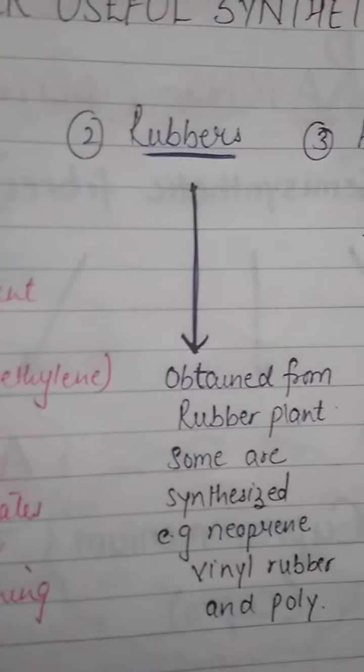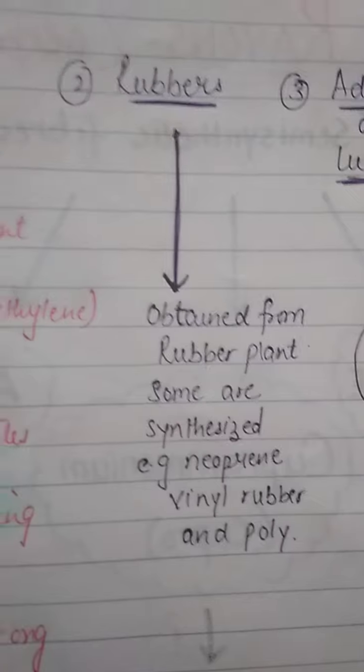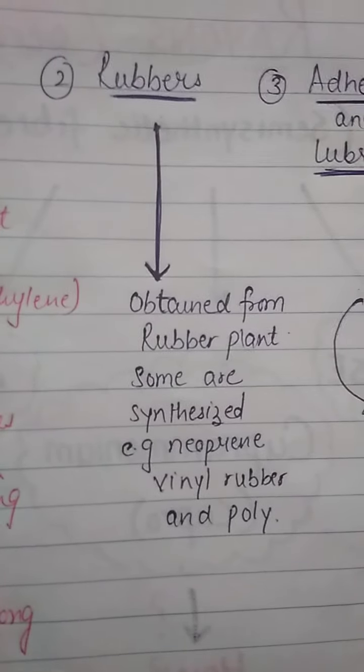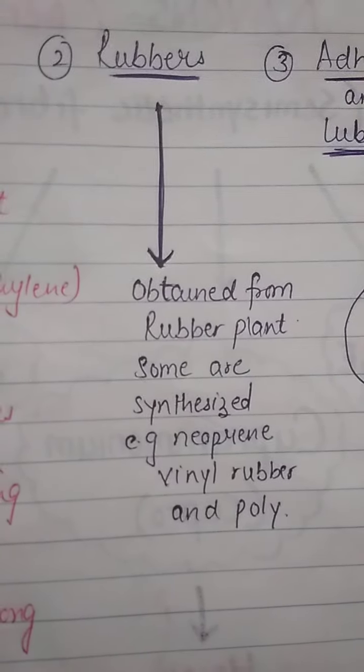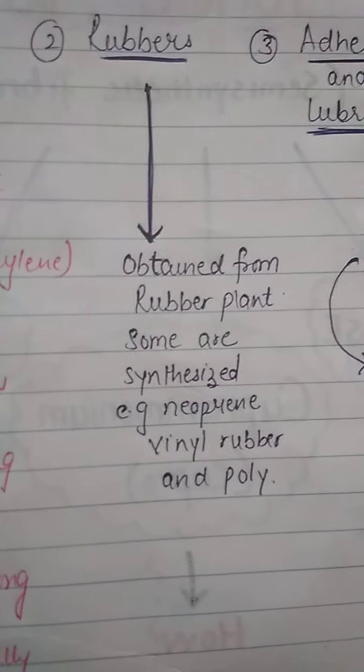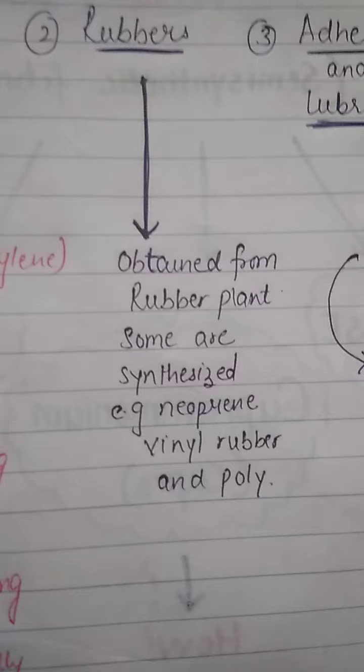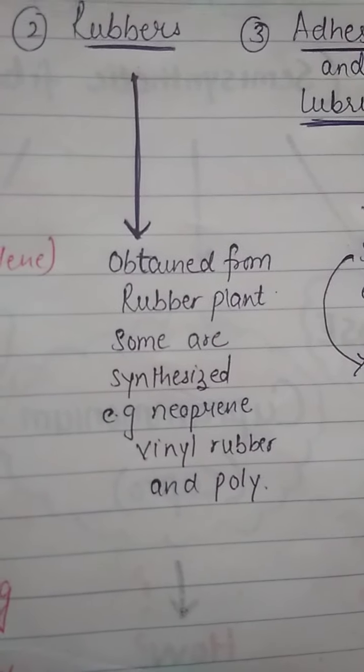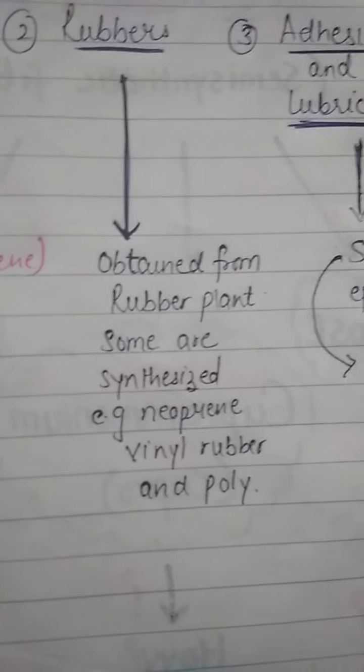Next topic is another type of polymer. The second is rubbers. As we all know, rubbers are obtained from a rubber plant, but they can also be synthesized synthetically. These are the examples of the synthetically made rubbers: neoprene, vinyl rubber and poly.